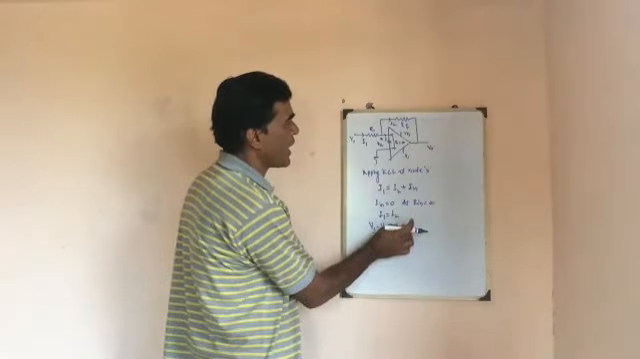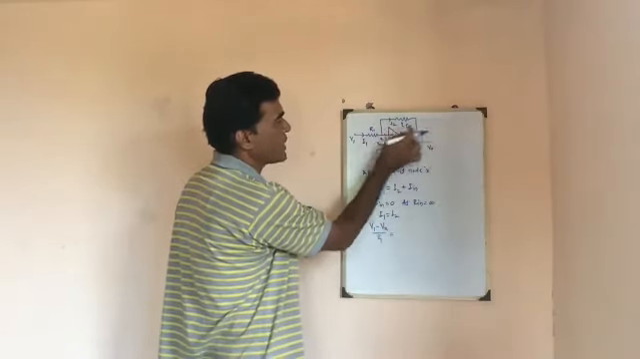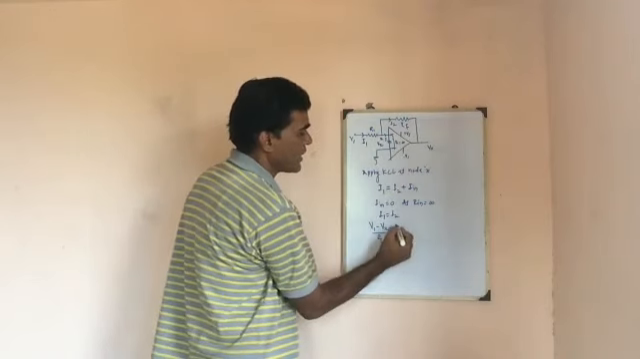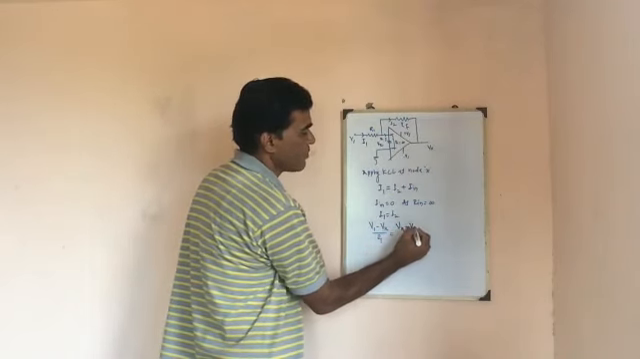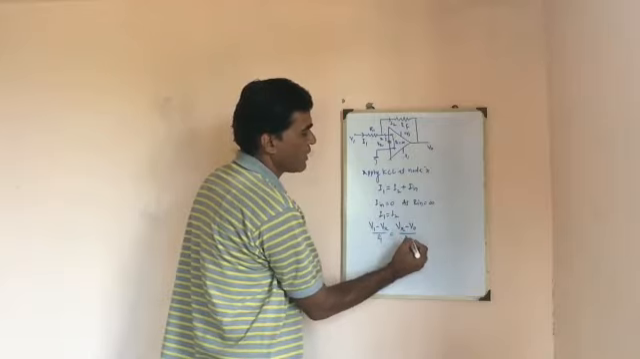Similarly, I can write I2. I2 is the current flowing from the node X to the output. Hence I can write it as Vx minus Vout divided by RF.